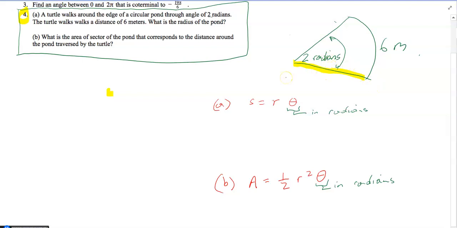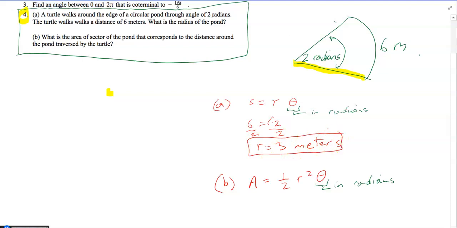So all we need to do here is plug in 2 for theta. The distance is 6 meters, so S will be equal to 6. So 6 is equal to R times 2. Divide through both sides by 2. We get R is equal to 3. The answer is in meters, and you're done.